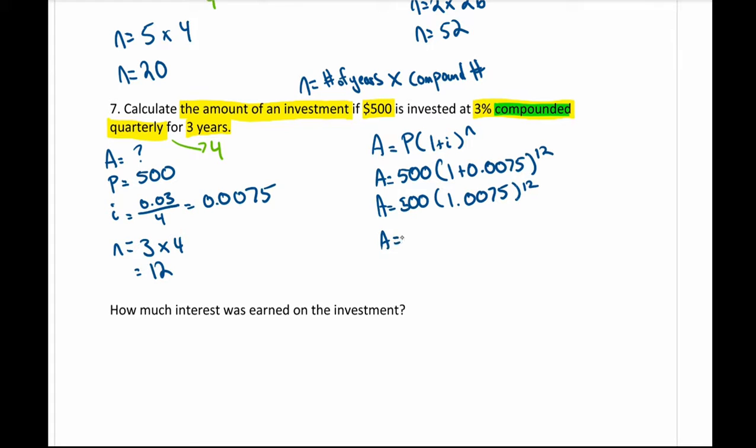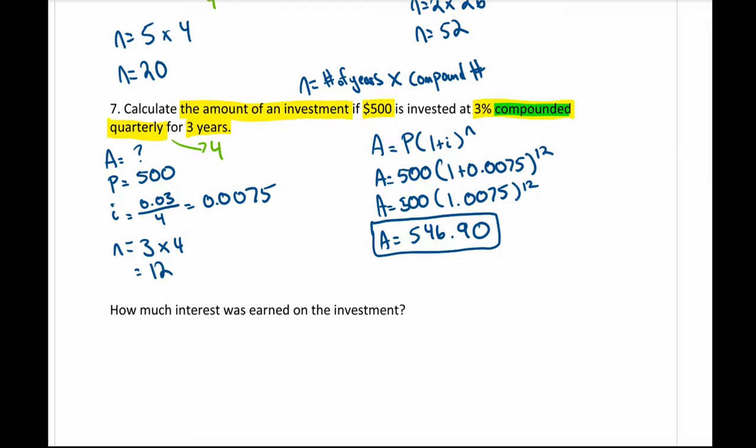Now, if you're comfortable with it, you can do it all at once on a calculator. Or if you're not, do the exponent first. So do 1.0075 to the power of 12 and then multiply by 500. We get $546.90. And for your final answers, because we're dealing with money, keep it to 2 decimal places. So that's how much we'll have in 3 years.